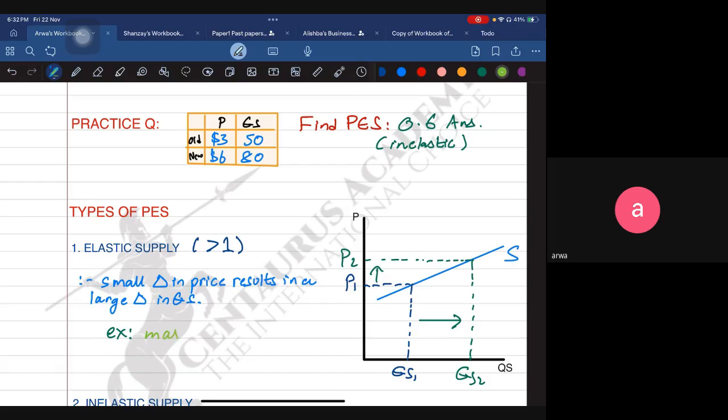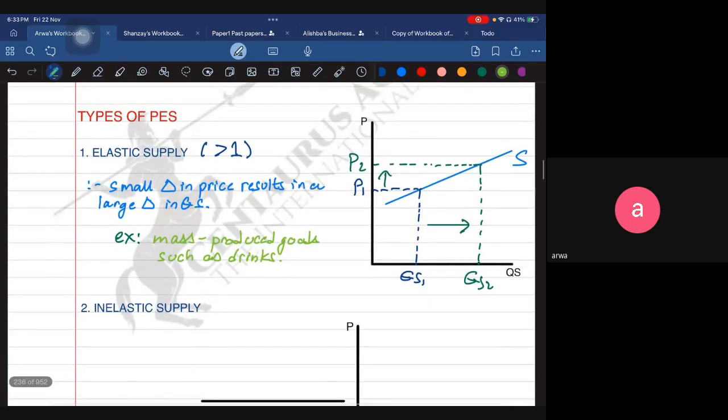So mass produced goods, such as we were talking about, the drinks and all those things. Yes, sir. Okay, great. Now just do this and then we'll move to inelastic.